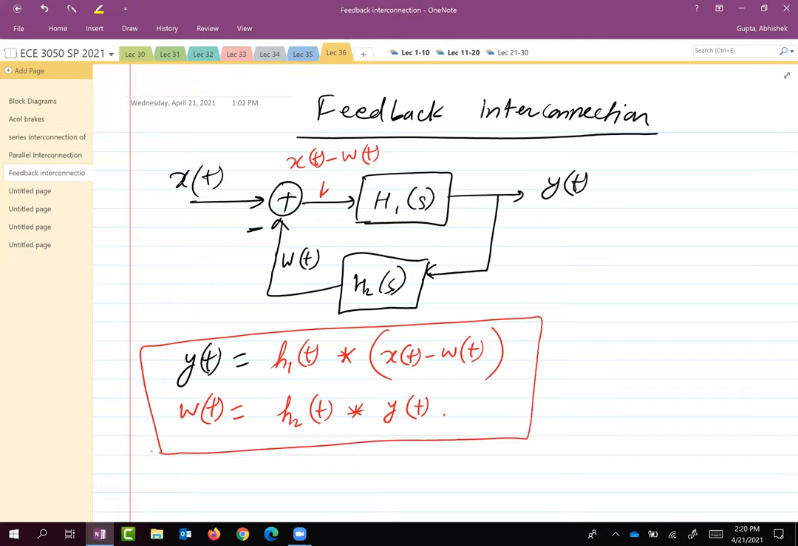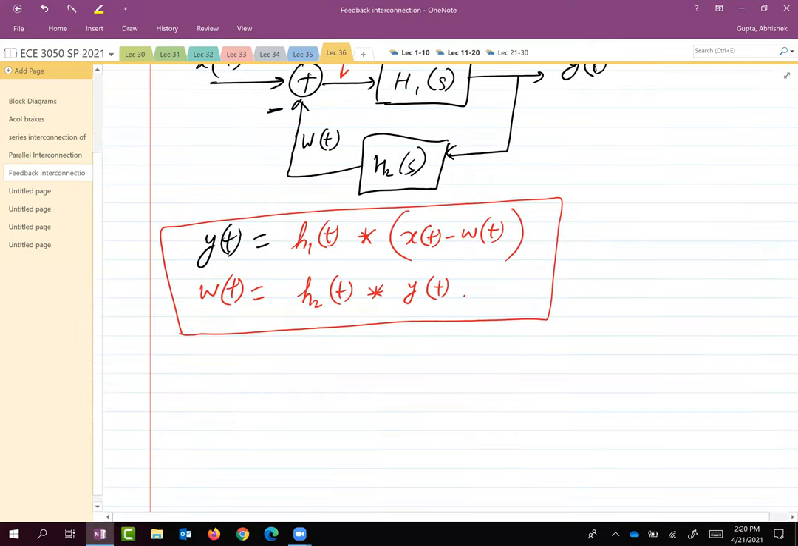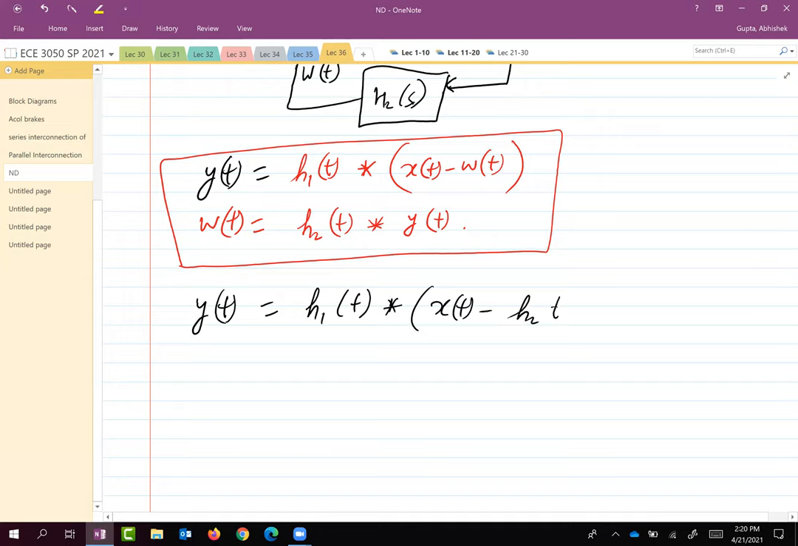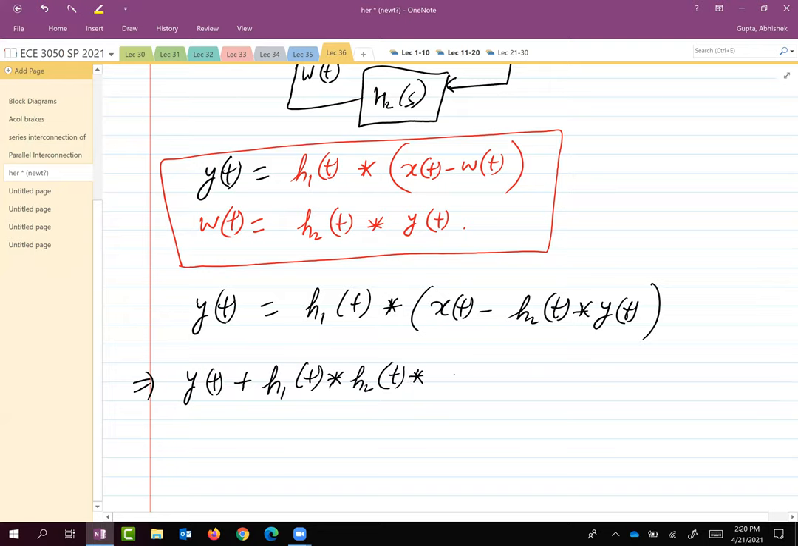Now, if I have to compute the input-output characteristic of this system using the differential equation approach or using this convolution approach, it's far more difficult. Let's try to eliminate W of t, because I want to know what y of t is for a given x of t. So I get y of t equals h1 convolution x of t minus h2 of t convolution y of t. This means y of t plus h1 of t convolution h2 of t convolution y of t equals h1 of t convolution x of t. So now I have to find a signal y of t that satisfies this equation, this horrible looking expression.